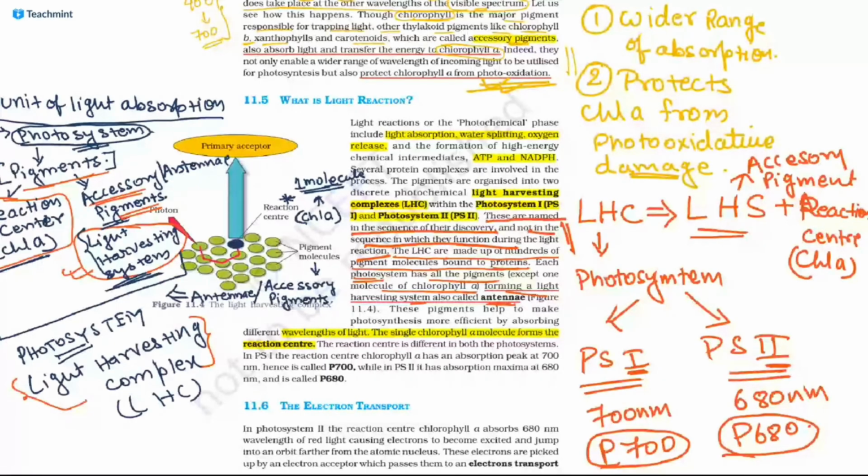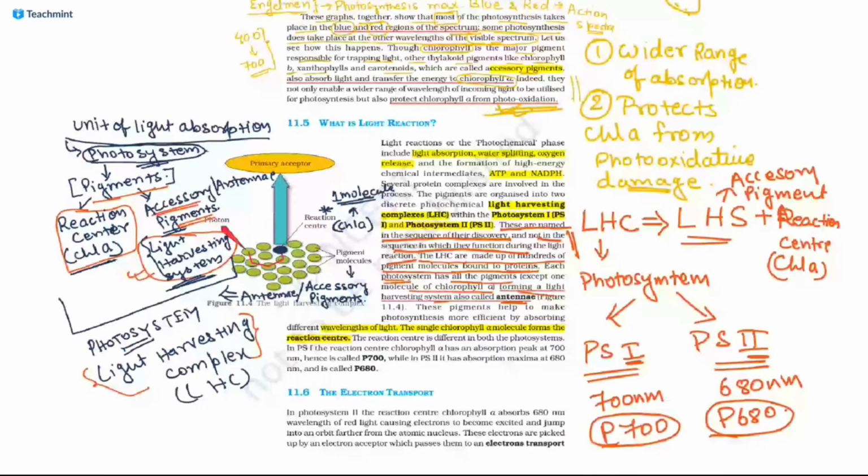Yes. Correct. Now another statement. Light harvesting complex includes reaction center. True. Light harvesting system includes reaction center. False. Photosystem is the unit of absorption of light in the thylakoid membrane. Yes, sir. Correct. True. So I think this point is clear. Any doubt in this overall? No, sir. No doubt.